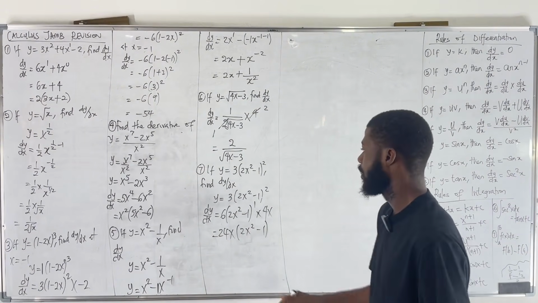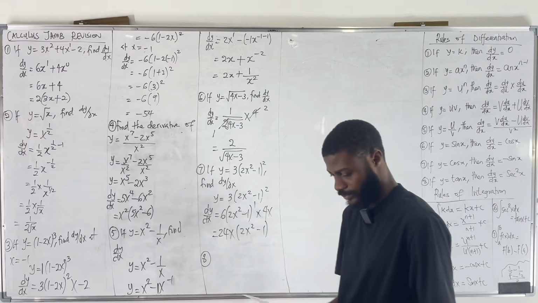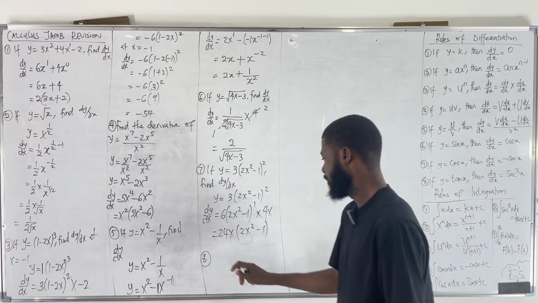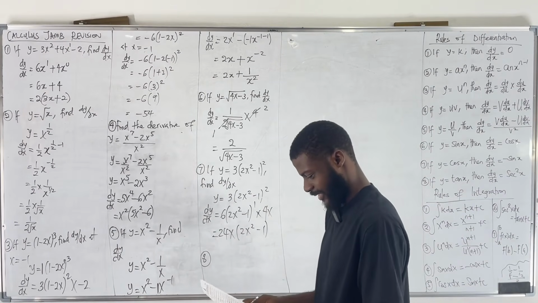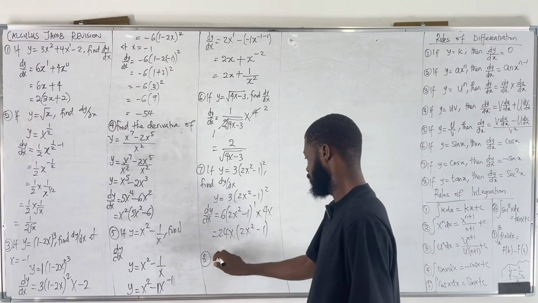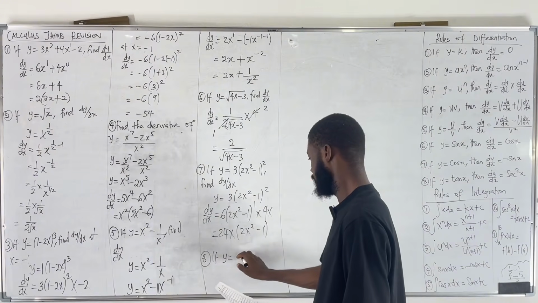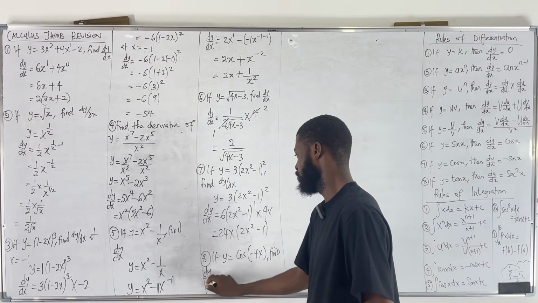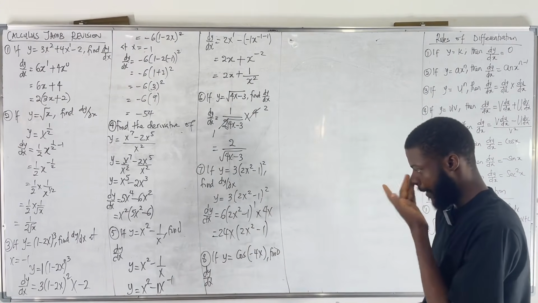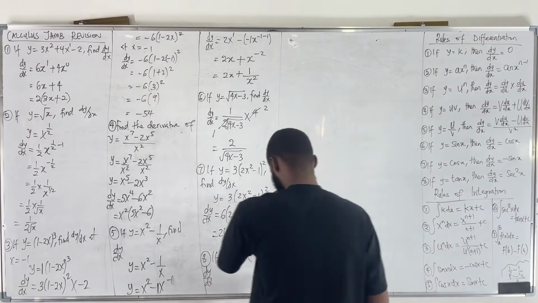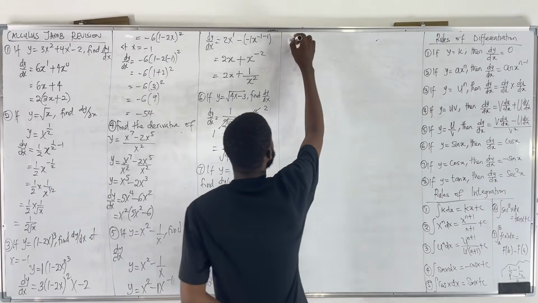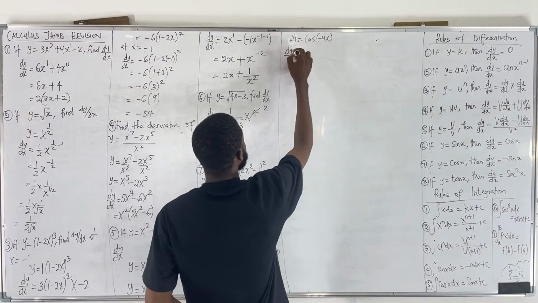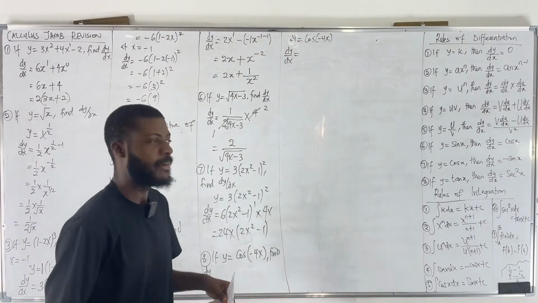Let's move on to the next one. This is number 7. Number 8. So if y is equal cos of minus 4x, you have to find dy/dx. All right. So for this one, y is equal cos of minus 4x. Now what's dy/dx? We could do this straight ahead. So follow through what I'm going to do.